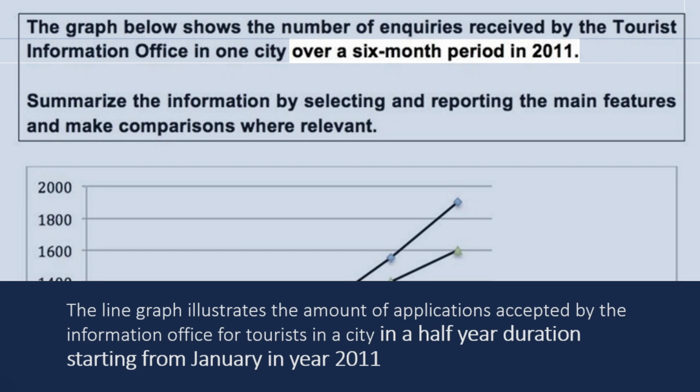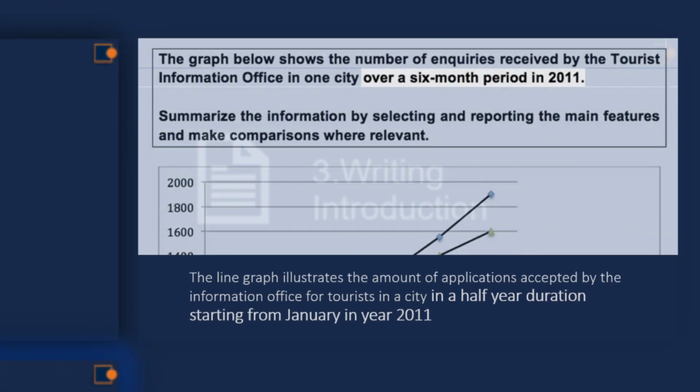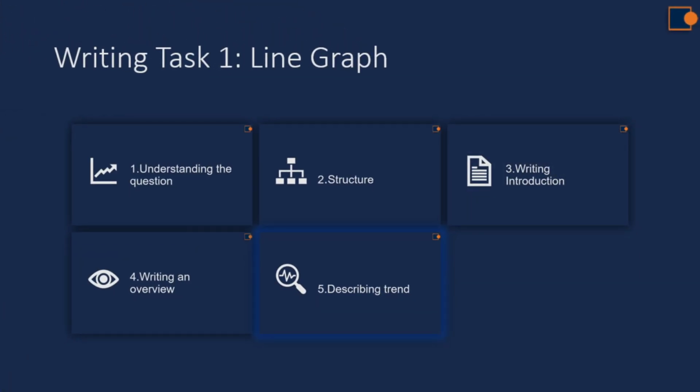So why have we written this? As I explained to you, the second step is adding any missing information. In this chart, starting from January is missing in the rubric, but it is displayed in the actual question part below the graph. So we added this missing information into the rubric. Now this is how you should write an introduction.